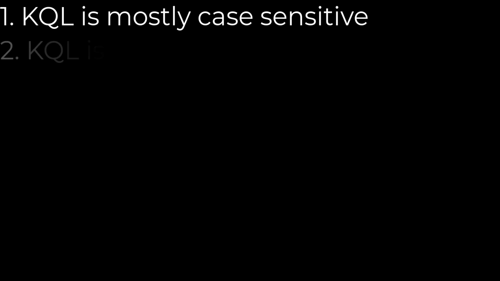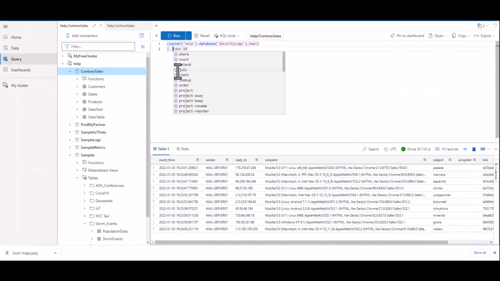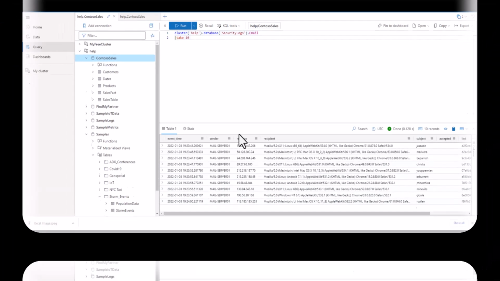The second thing to know about KQL is that spaces are generally not relevant. If I place three spaces between take and 10 and run the command, it works fine. And if I take away the space between the pipe and take, it also works fine. There are some exceptions to this rule, and some applications have their own exceptions, but this is a general rule that applies in many, but not all situations.